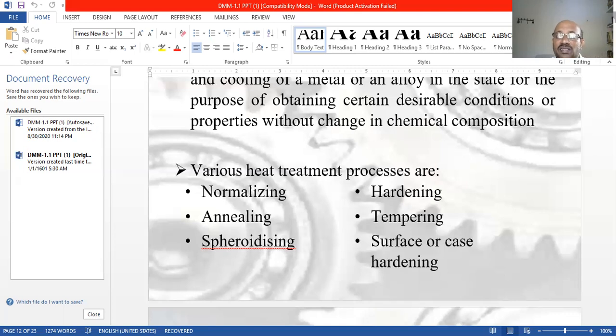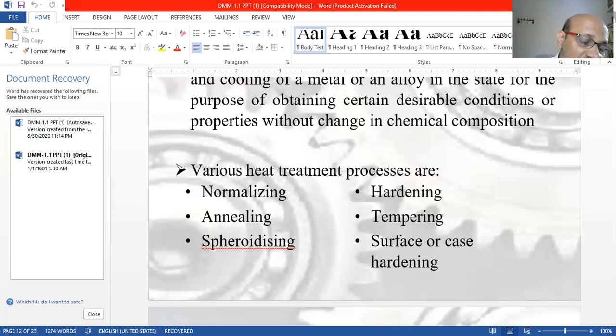Generally this process consists of heating a metal to a temperature 30 to 50 degrees centigrade above the upper critical point for hypoeutectoid steels, and the same above the lower critical point for the others. We keep the metal at that temperature for a considerable time, depending upon the thickness of the steel.